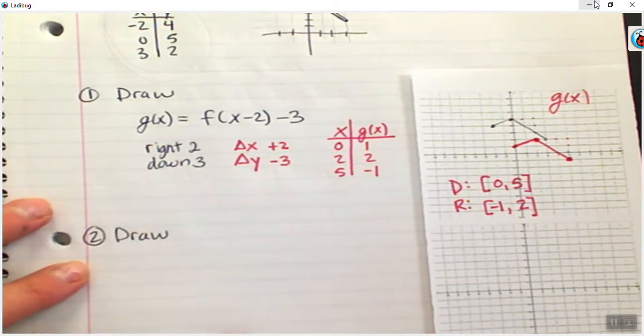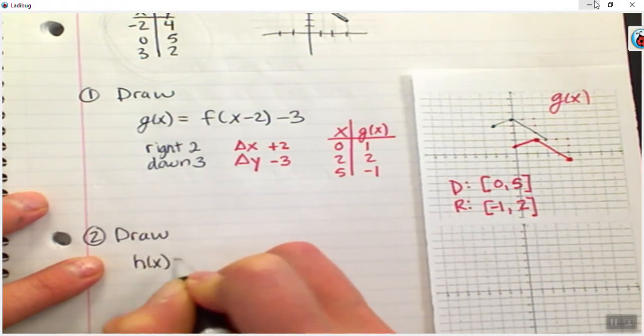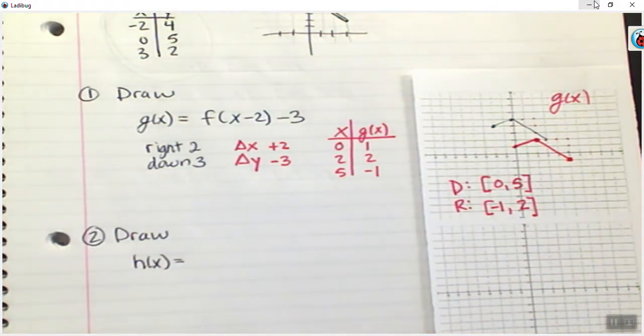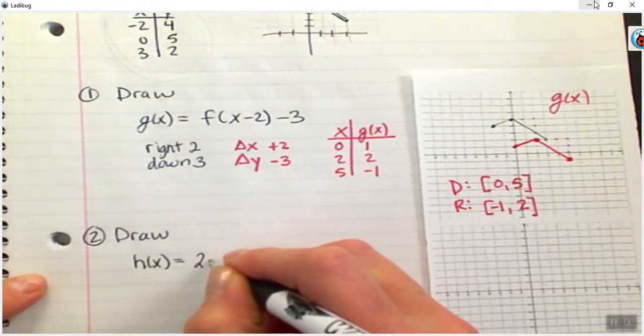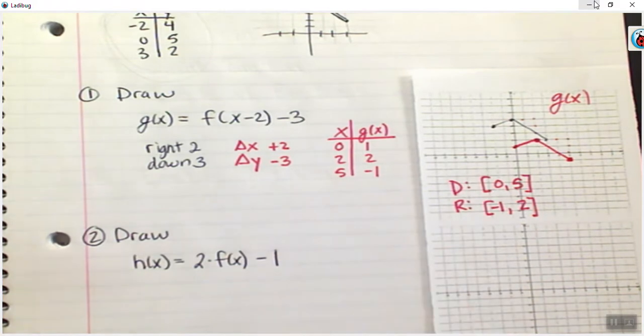Draw, let's call it h of x this time. It just needs a new name. I can't call everything f of x. 2 times f of x minus 1. When you write your transformations in words, write them in the order that you're going to do them in. That way it's just a reminder.